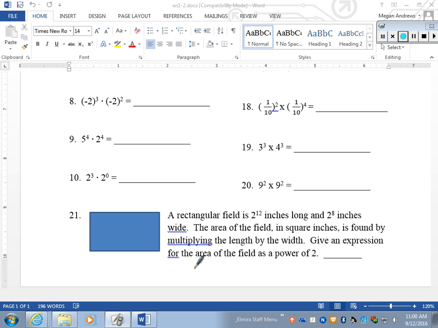So that means I'm going to do 2 to the 12th power times 2 to the 8th power. And what this wants, give an expression for the area of the field as a power of 2. As a power of 2. That means put 2 as the base. And then I'm going to leave you to figure out on your homework, what should this exponent be right there? Okay, so I'm not going to give you the answer. I want you to figure that part out.